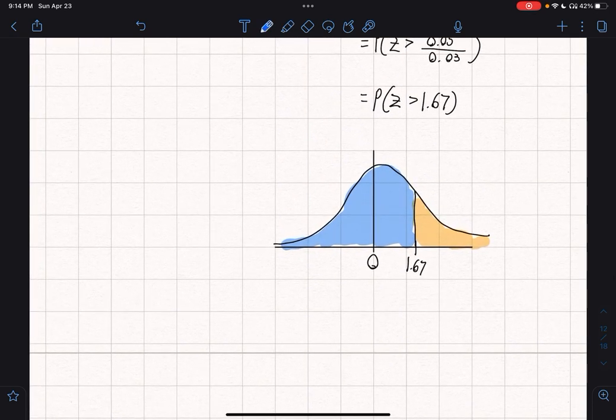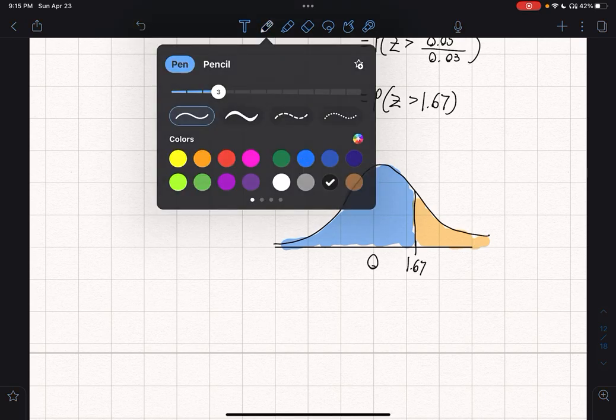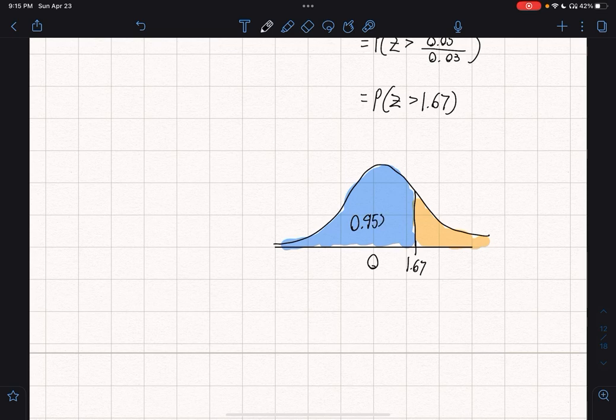Okay, so our shaded area is 0.9525. Let me get rid of that. Which means the area we want is going to be 1 minus 0.9525. And that gives me 0.0475. So our answer is 0.0475.